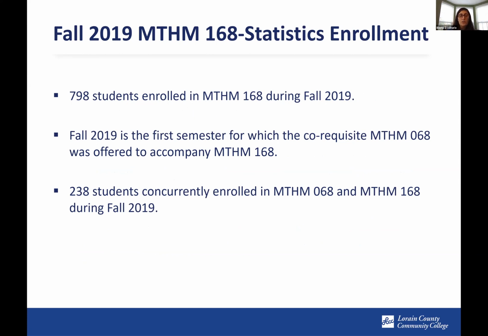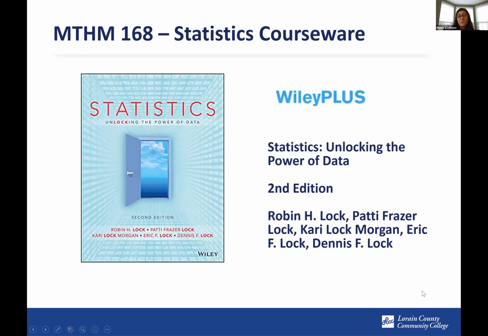And so 238 of the 798 students enrolled were concurrently enrolled in both courses. The textbook that we utilize in the course is Statistics: Unlocking the Power of Data, the second edition by the Locke family. The textbook comes along with Wiley Plus, which is the online homework system that we utilize.